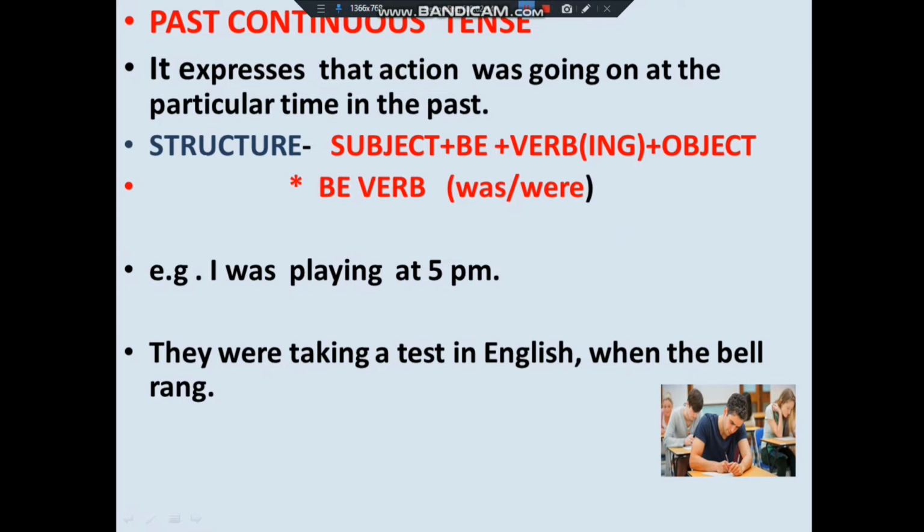See the example. I was playing at 5 p.m. means we are talking about the past action which was going on till 5 p.m. Okay, particular time, specific time was given. Before that, the action was going on. Now they were taking a test in English when the bell rang. Definitely, the action was going on until the second started. Okay, children? So have you understood? In the past continuous tense means the action was going on in the past at the certain given time. Okay?